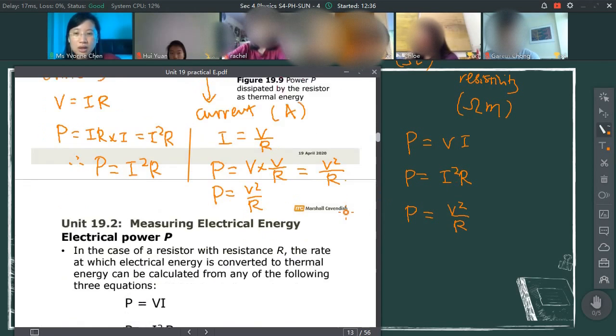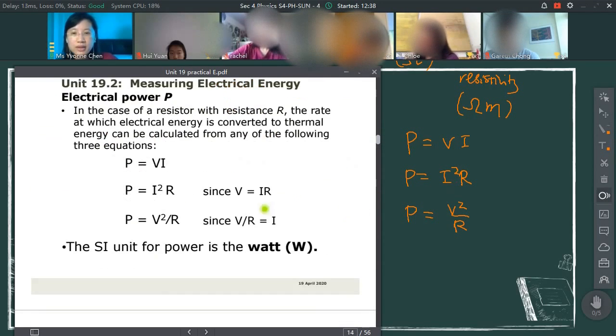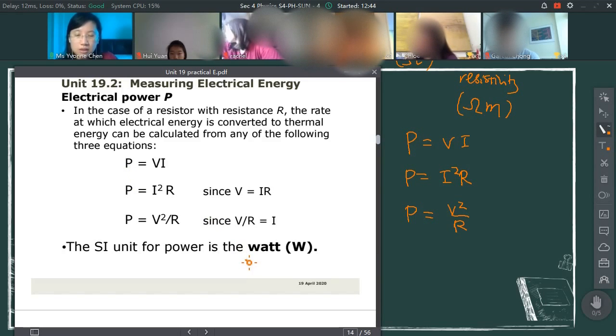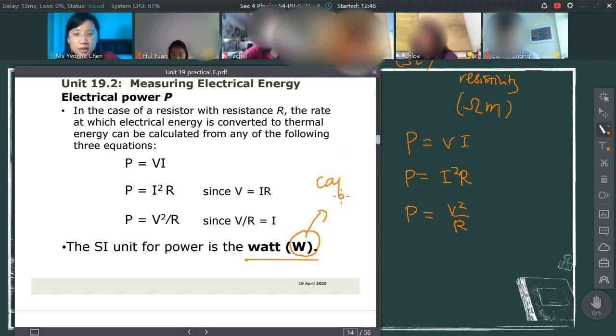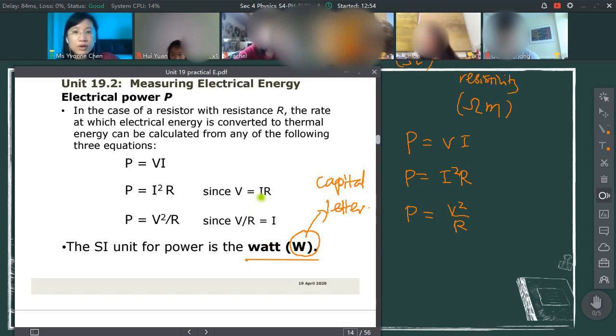Okay, so we'll look at the unit. Power unit is always what? The symbol is W, which is a capital letter. Capital letter. Okay, so far, any question? Any question?